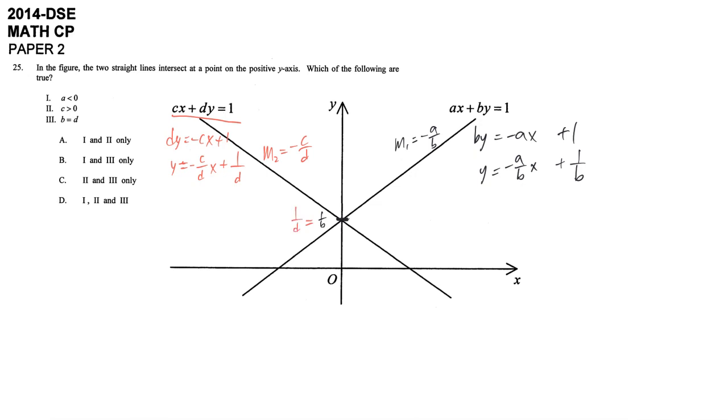They share the same height because they say the intersection point is on the positive y-axis. That means x equals 0. Then they are the same. So it's obvious that 1 over d is equal to 1 over b. b is equal to d. So the third statement is correct.